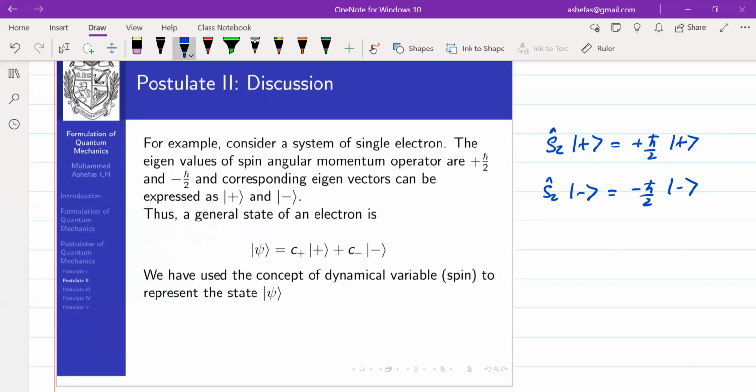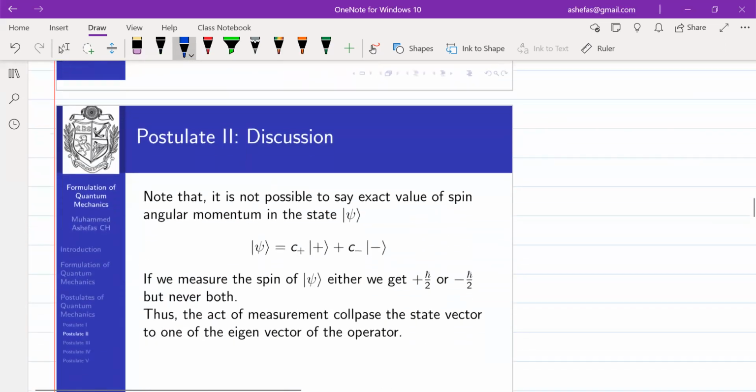Therefore a general state we can represent as a superposition of ket plus and ket minus. So the state of this electron I can write as some coefficient times ket plus plus some coefficient times ket minus. C plus is the coefficient corresponding to ket plus and C minus is the coefficient corresponding to ket minus. So I have expanded the state in terms of the dynamical variables. Ket plus represents the spin up state, and ket minus represents the spin down state, and those are the dynamical variables, spin up and spin down. I have written the general state psi in terms of these dynamical variables. So that is possible. If the electron is completely in spin up, I can represent the state as ket plus.